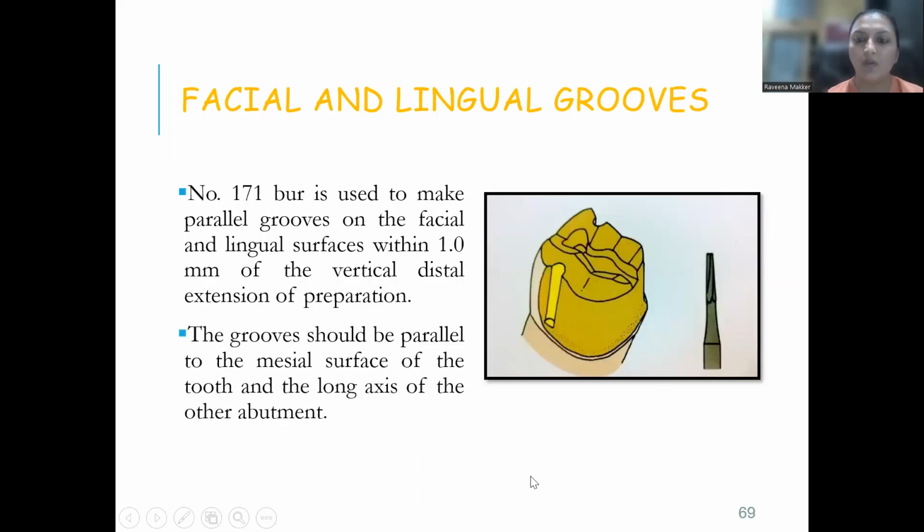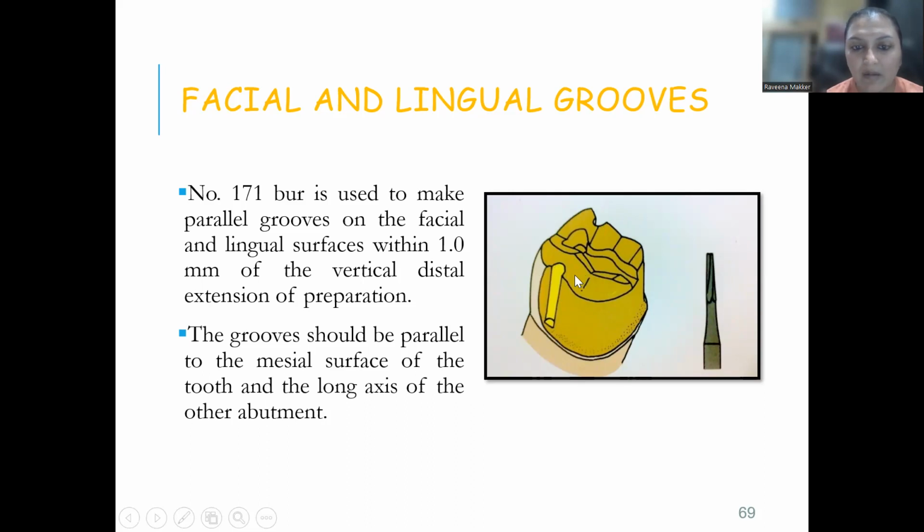Then facial and lingual grooves. Number 171 burr is used to make parallel grooves on the facial and lingual surfaces within 1 millimeter of the vertical distal extension of the preparation. Now there are two grooves which are made, one on the facial surface and another on the lingual surface, but they should end at least within 1 millimeter of the vertical extension or distal extension of the preparation.